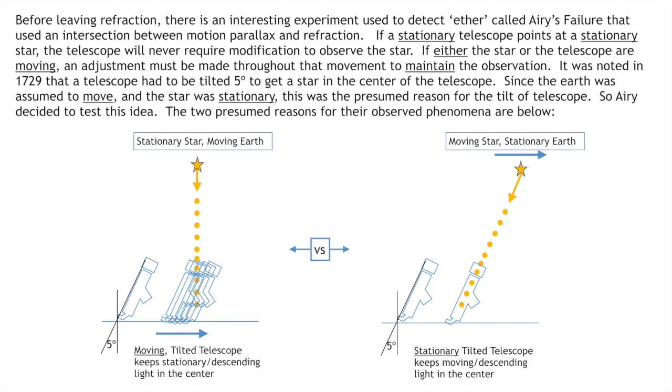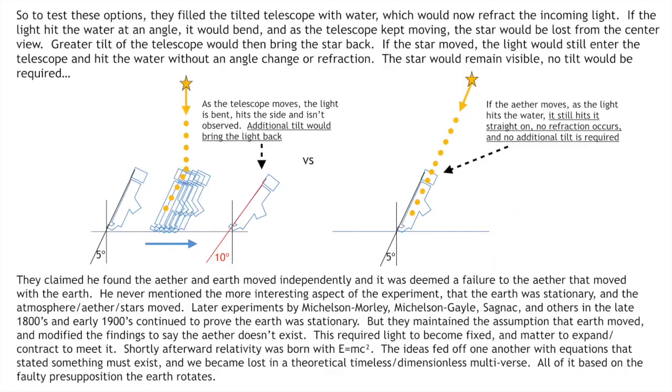Versus the other idea was that light moves straight down through an ether or atmosphere, and it moves independently of the Earth's movement. So in this case here, the light ray is now moving independently across a stationary tilted telescope. Or it could be that they're both moving, but that they're moving independent of one another. So again, we have a potentially stationary tilted telescope that keeps the moving or descending light in the center. Those are essentially our two options.